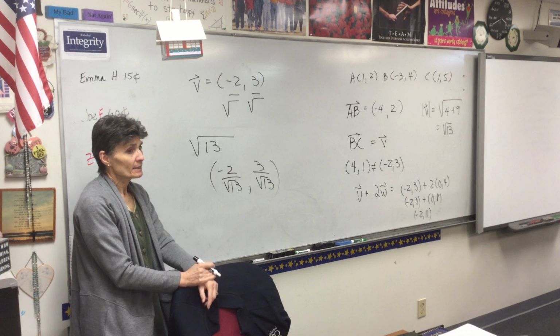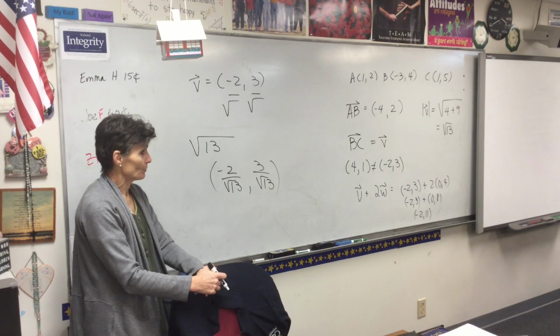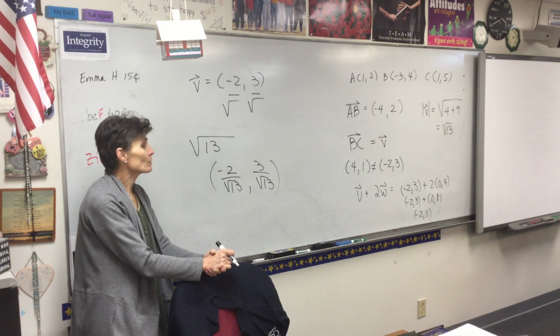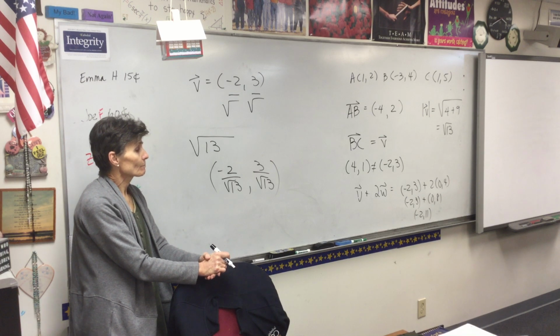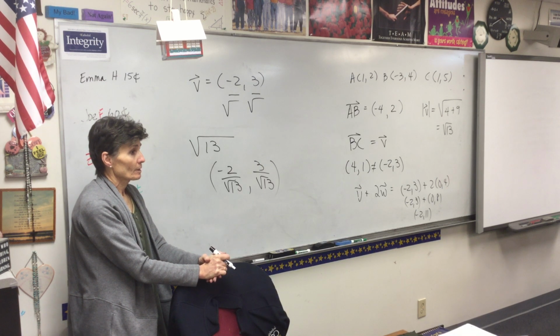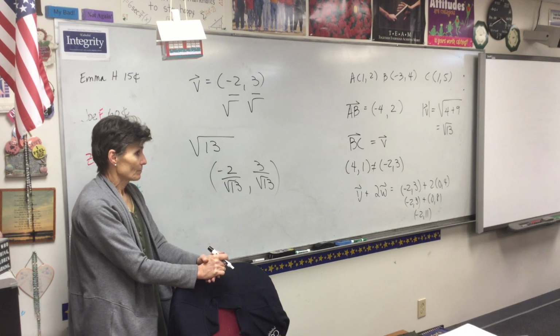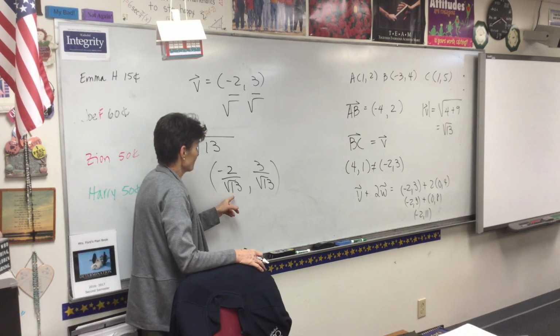Right? But I'm not done, am I, Zion? What do I need to do? You know this. Wait, we're not done? No. Why are we not done? Because we got a radical in the bottom. We had a radical in the bottom of the last one.